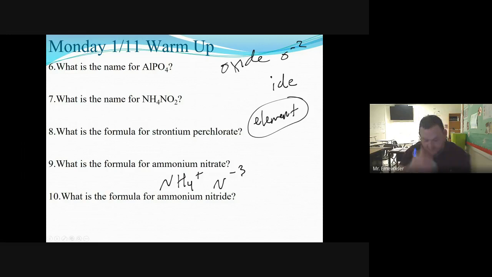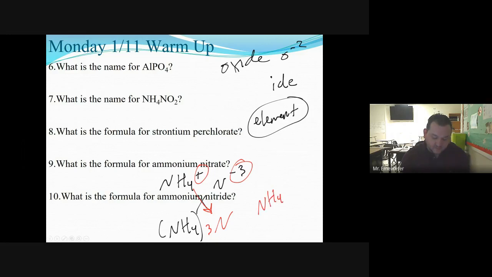So I'm going to cross the charges here. I'm going to put NH4 in parentheses. This 3 on nitrogen has to come down. So I'm going to put a 3 there. And then the 1 has to come down for the nitrogen. So our final answer will be NH4 with parentheses around it with a little 3, and then N. You need 3 of those ammoniums and then the nitrogen. So there's our formula.